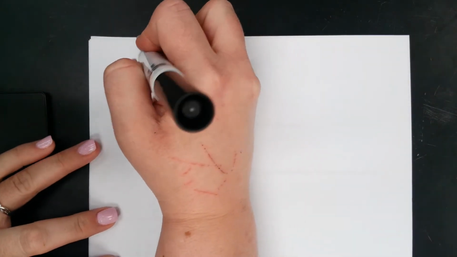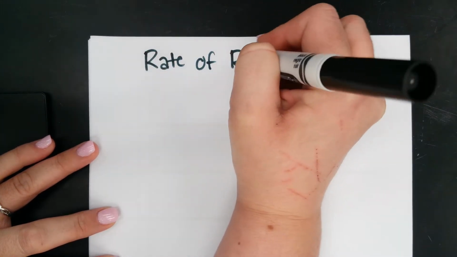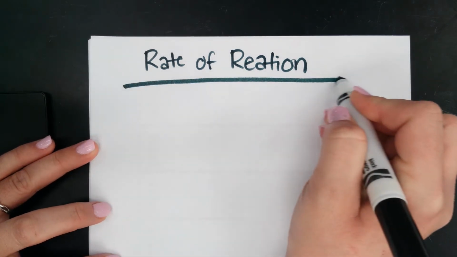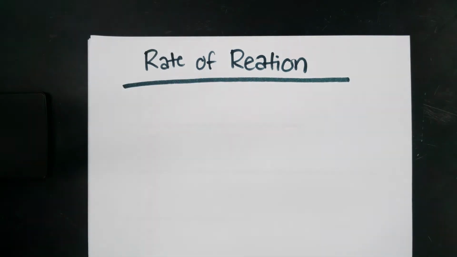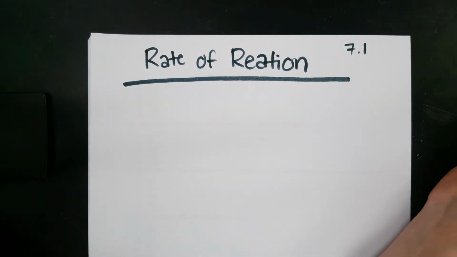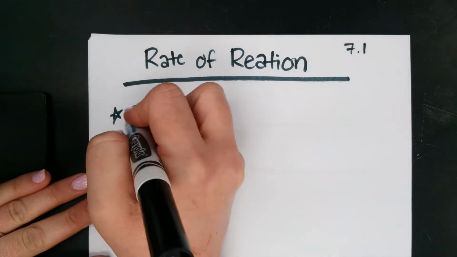So today we're going to be talking about rate of reaction. There's a couple really important things that are going to be a part of this topic. And again, this is kind of the last bit of information for Unit 7.1, which is really exciting because it means we're almost done. So the first thing we really need to talk about is reaction pathways.